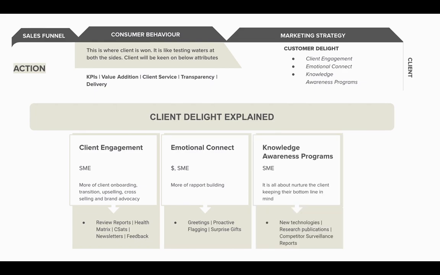Well, last but not least, you might want to run knowledge awareness programs out here. So it calls for subject matter expertise. So it is all about nurturing the client and keeping their bottom line in mind. You might want to talk about the new technologies, your research publications, and you might want to churn out some competitor surveillance reports, and then make sure that your client is on top of their business, and you allow them in making informed decisions. Done.